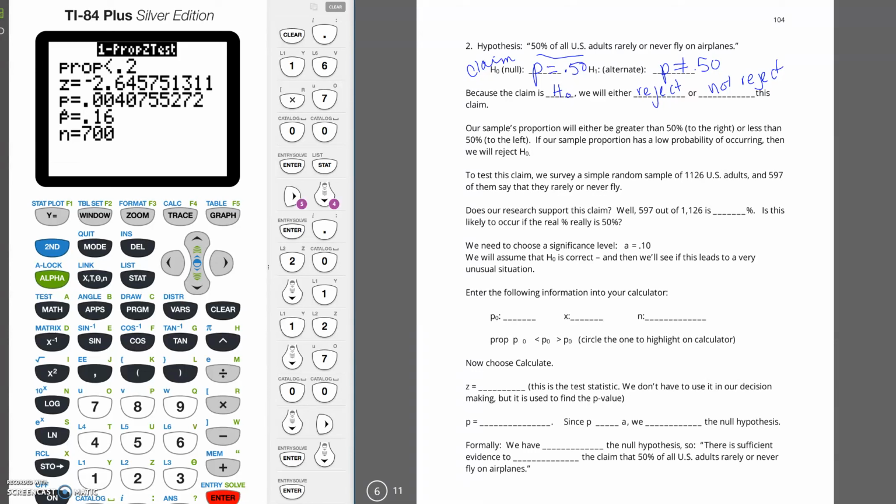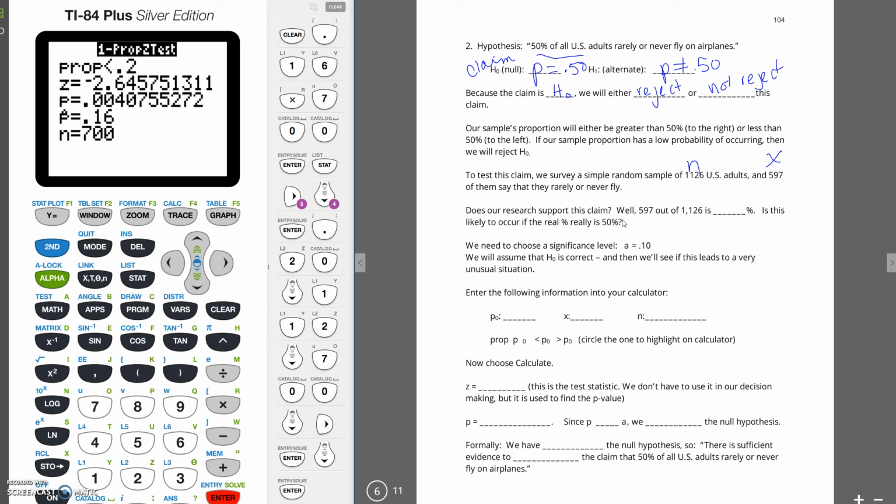So our sample proportion will either be greater than 50% or less than 50%. If our sample proportion has a low probability of occurring, then we will reject H0. So we're going to use the p-value method again, just like we did before. So here's our information. To test the claim, we survey a simple random sample of 1,126 U.S. adults. That's how many we sampled, so that's our N. And 597 of them say that they rarely or never fly. So that's going to be our X value. So we want to know, does our research support the claim that 50% never fly?